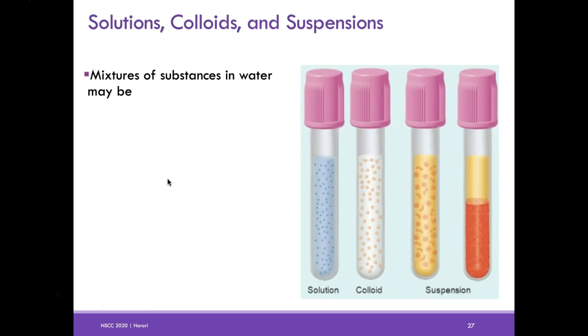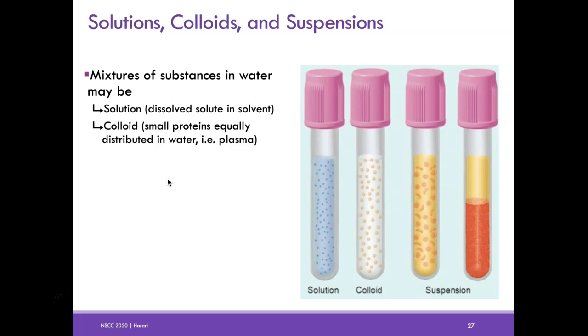Mixtures of substances in water may be a solution, like I mentioned, which is a dissolved solute and a solvent. You could also have what's called a colloid. So, for example, albumin in blood plasma is an example of a colloid. Because a colloid, they're small proteins that are equally distributed in plasma. So our plasma is like a water, but it has evenly distributed proteins like albumin. Milk is also a colloid, right? It's mostly water, but it has evenly distributed proteins like casein.